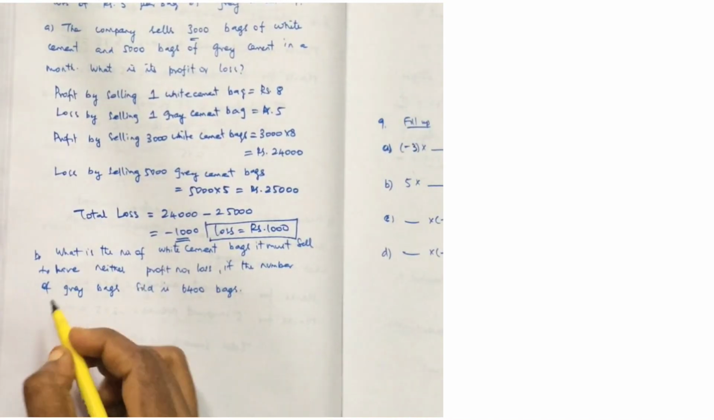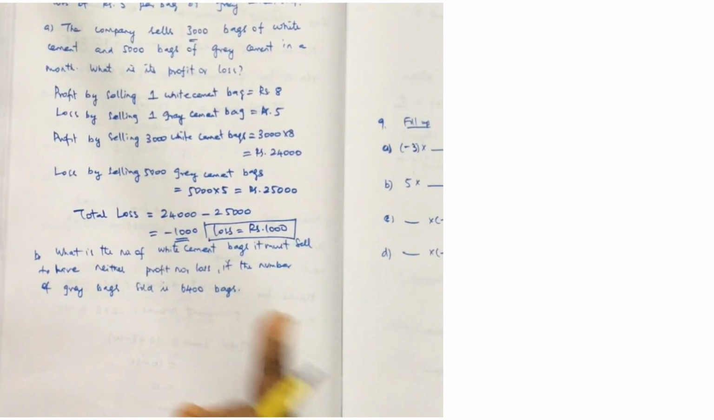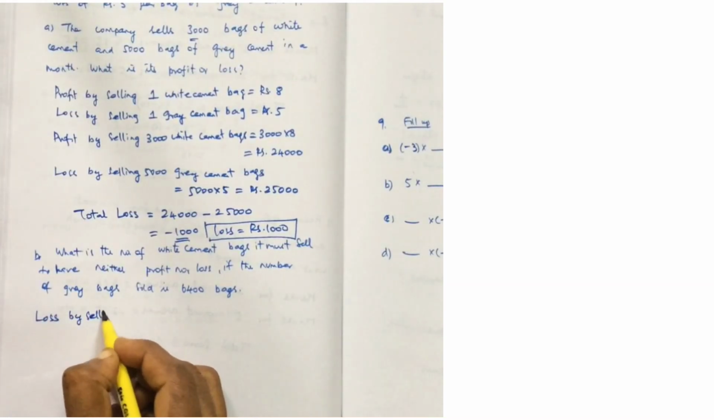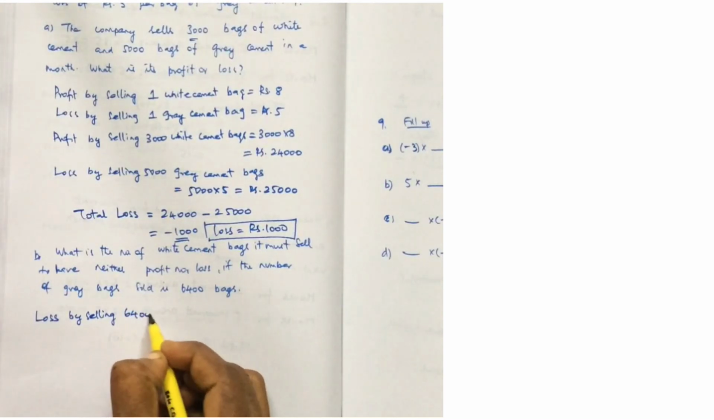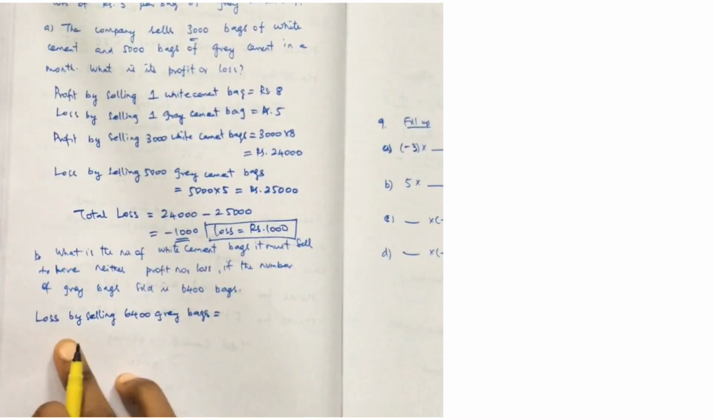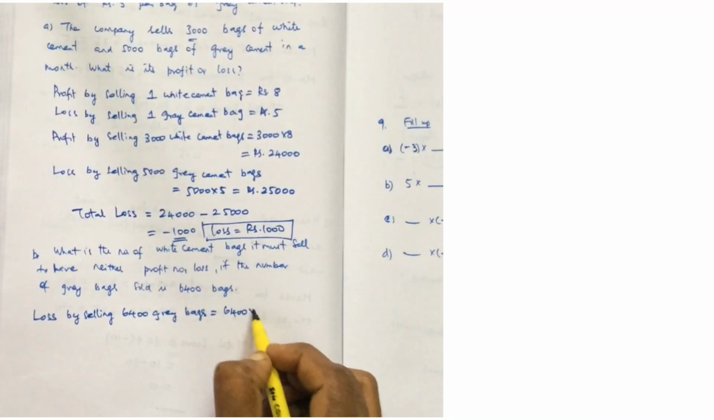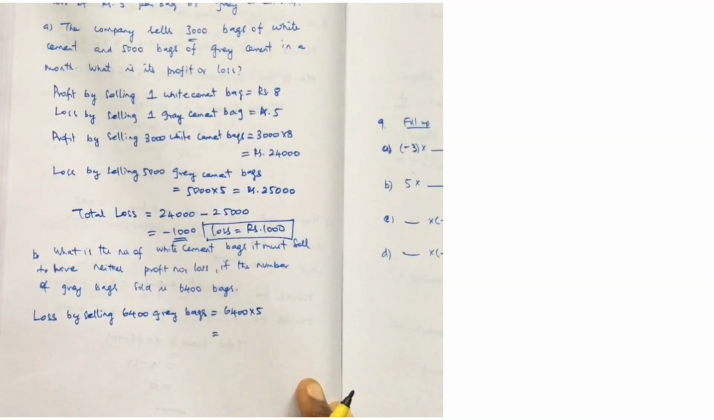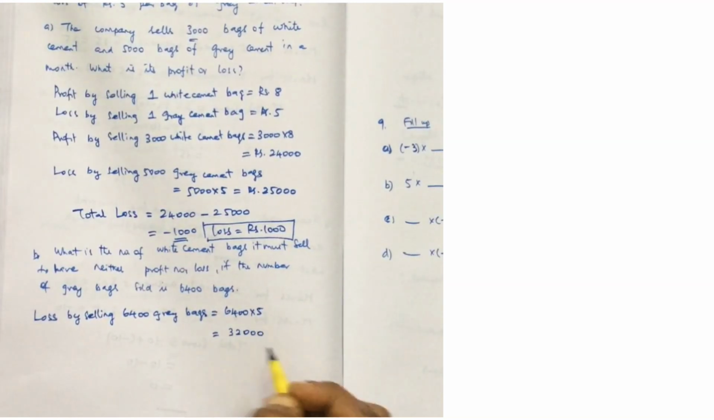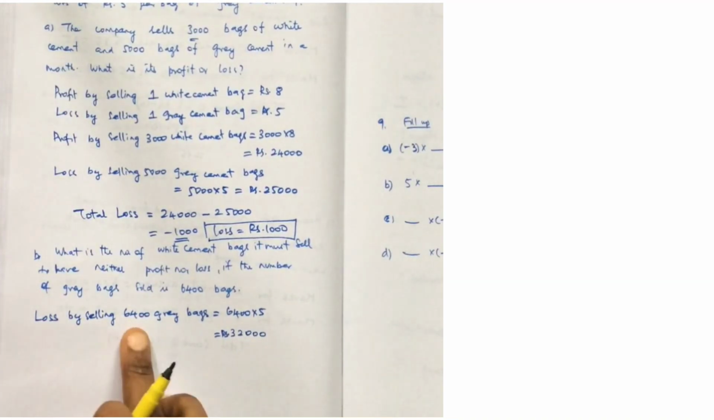Let me do it one by one. Now they are selling 6,400 grey bags, so there will be a loss. So we will calculate how much the loss is. Loss by selling 6,400 grey bags: if they sell one bag, the loss is rupees 5. Now they are selling 6,400 multiplied by 5, which is 32,000. This is the total amount they lost by selling 6,400 bags.